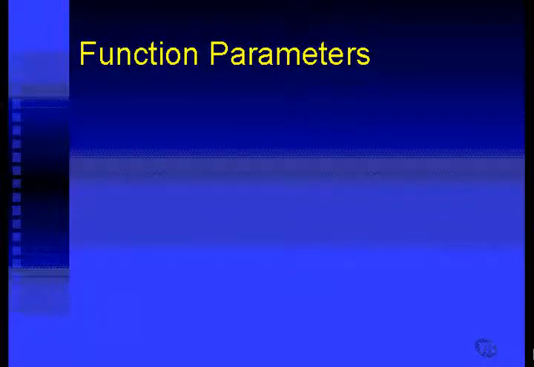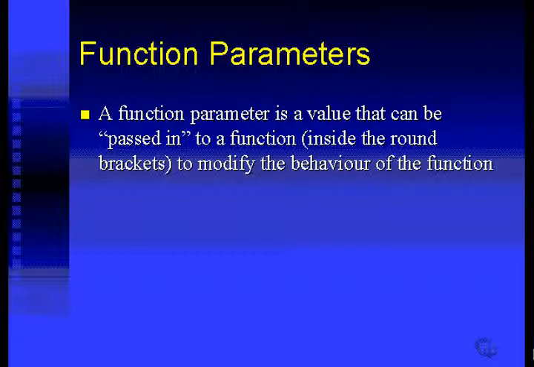Remember from the last module that I indicated that global variables are not really the best way to proceed when using functions. This module, we learn a better solution. That solution is called function parameters. So let's first define what a function parameter actually is. A function parameter is a value that can be passed into a function to modify the behavior of that function.